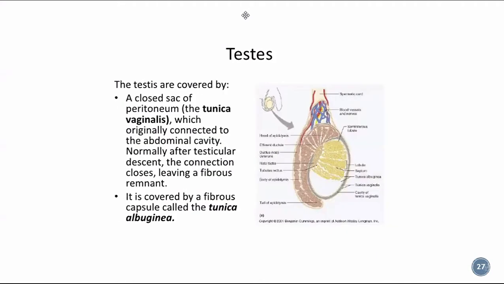Now the testis is covered by the closed sac of the peritoneum, known as the tunica vaginalis. Originally connected to the abdominal cavity, after testicular descent this connection closes, leaving a fibrous remnant in the tunica vaginalis. We will discuss the connection later on. The testis is also covered by a fibrous capsule known as the tunica albuginea. Tunica vaginalis and tunica albuginea.